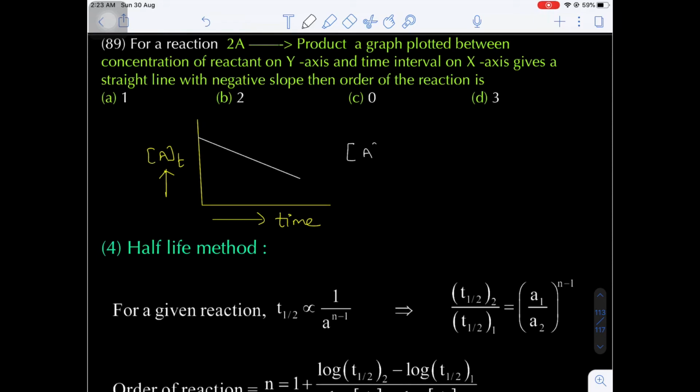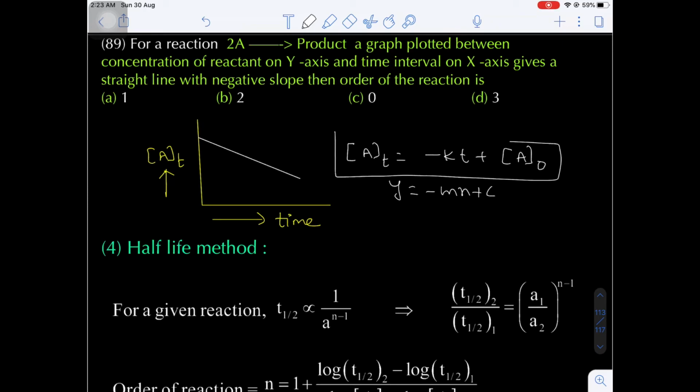Do you know concentration of reactant at a time interval t is equal to minus k times t plus concentration of reactant at time t0? Do you know this is in the form of y is equal to minus mx plus c? Do you know this is corresponding to which order kinetics? Zero order kinetics. So that's why this is very important. That is option number C.